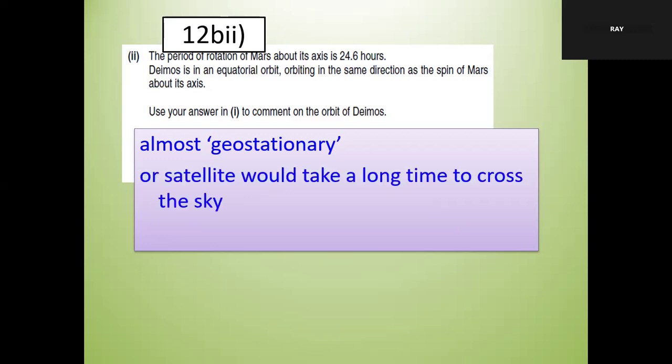The satellite would take a long time to cross the sky. The satellite and Mars do not rotate at geostationary orbit, it is almost only. So that's why it will be a long time. It will stay above Mars for a long time, because it's moving a bit slower. Both of them are at different speeds. Geostationary means both of them must have the same 24.6 hours.